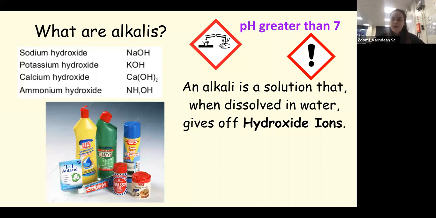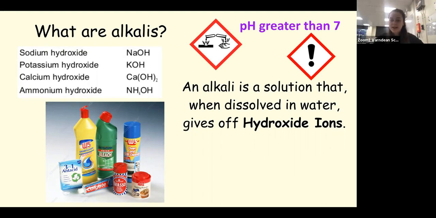Now on to alkalis. So what is an alkali? An alkali is something with a pH that is greater than 7. Like I said, we're going to have a look at what pH is in a minute. We can see that we've got different types of alkalis here: sodium hydroxide, potassium hydroxide, calcium hydroxide, ammonium hydroxide. We can see that they've got this hydroxide in their name.